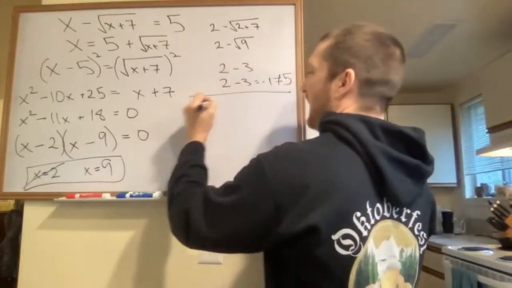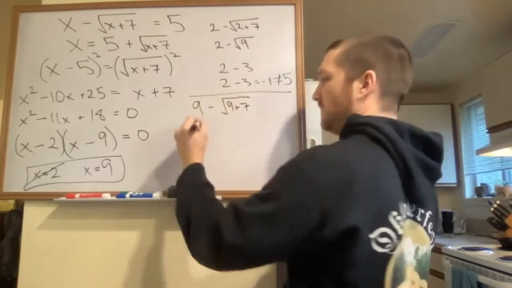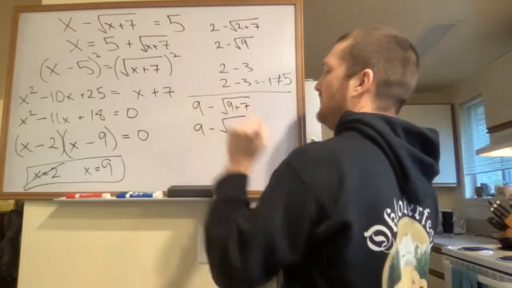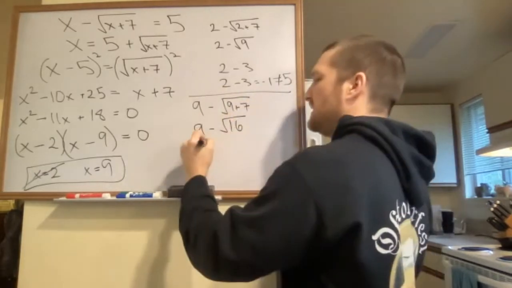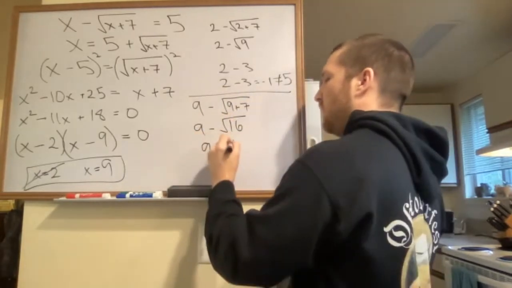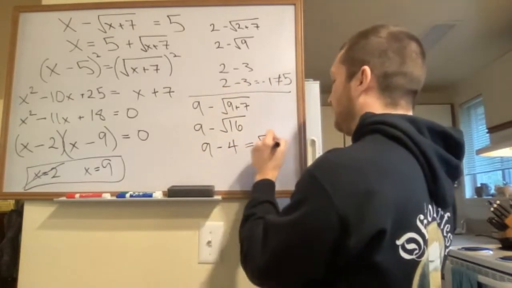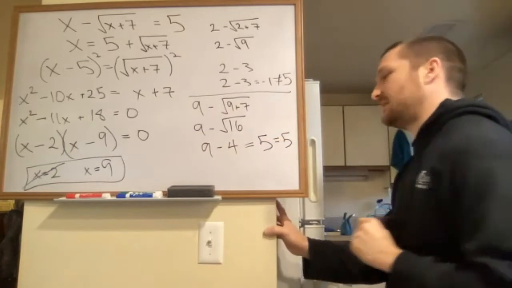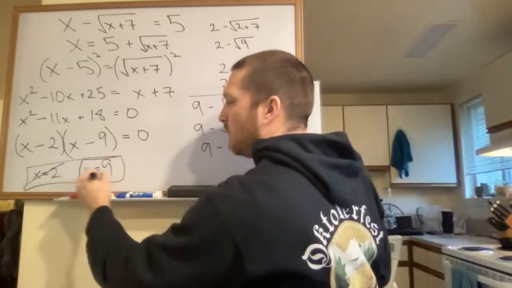9 minus the square root of 9 plus 7. Okay, that's 9 minus 9 plus 7, I believe, is 16. What's the square root of 16? 4. What's 9 minus 4? 5. And is 5 equal to 5? Yes. Yeah, last time I checked. So we do get one solution.